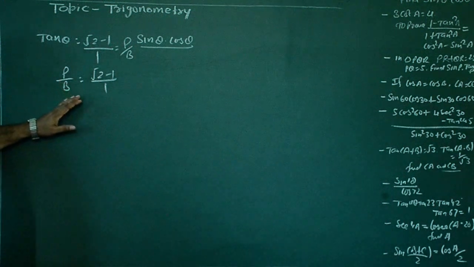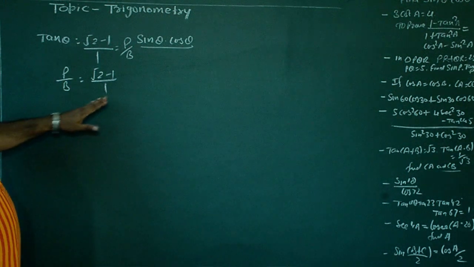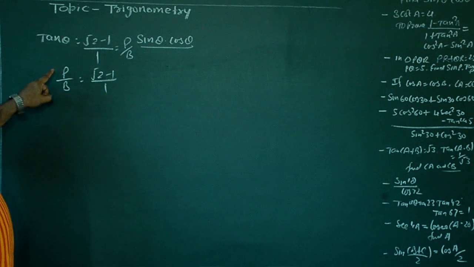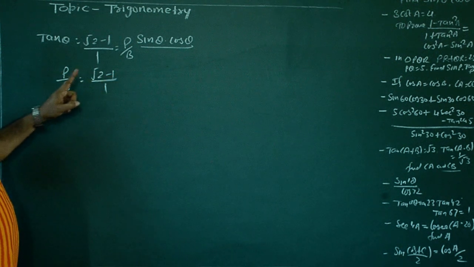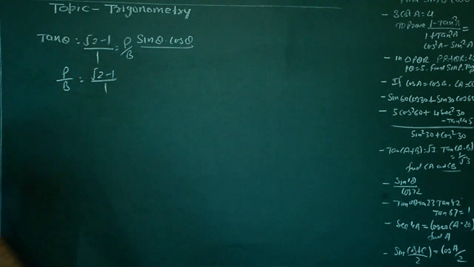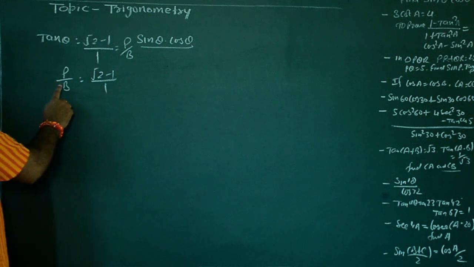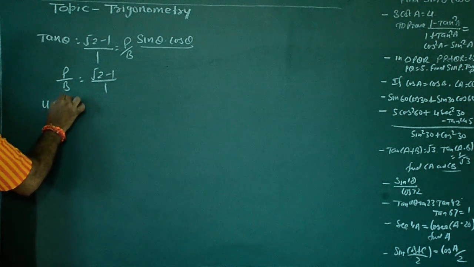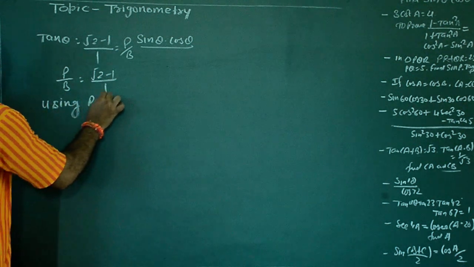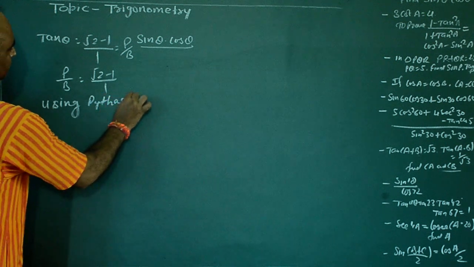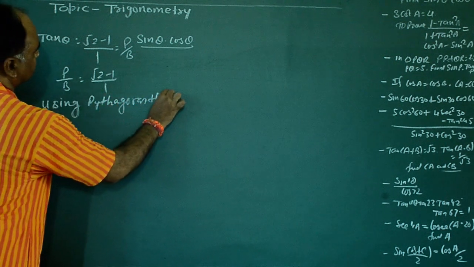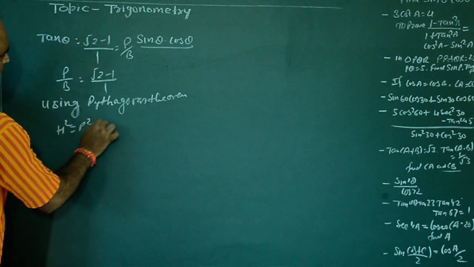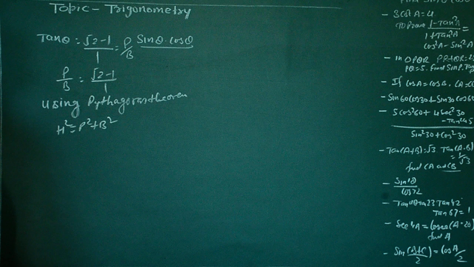But today I will not write K or X. I am writing directly P equal to root 2 minus 1 and B equal to 1. Look here, we need the hypotenuse. So using Pythagoras theorem, H square equals P square plus B square.